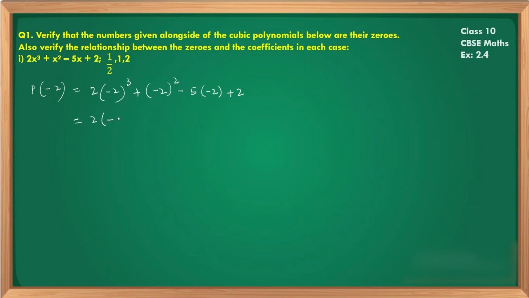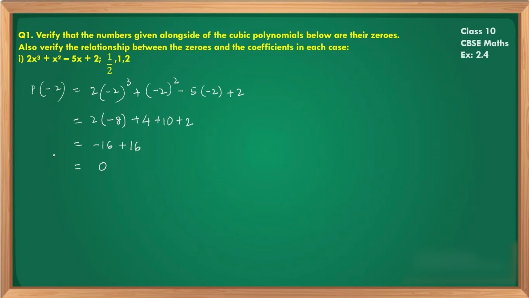It gives you minus 8 plus (minus 2 into minus 2 is plus 4), minus minus into minus is plus 5 into 2 is 10, finally plus 2. Now 2 into minus 8 is minus 16 plus 4, 10 and 2, all is equal to 16. Finally it is 0. Even minus 2 is also proved to be one of the zeros of this polynomial.